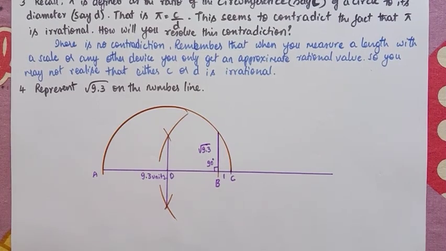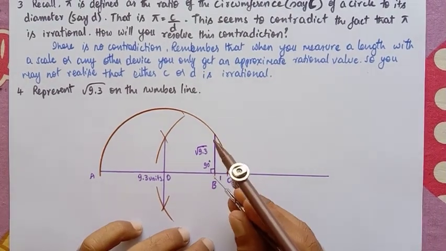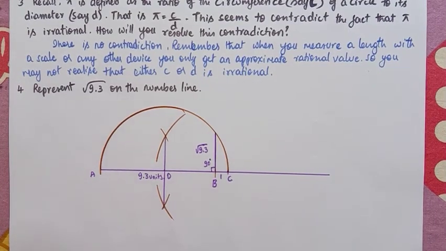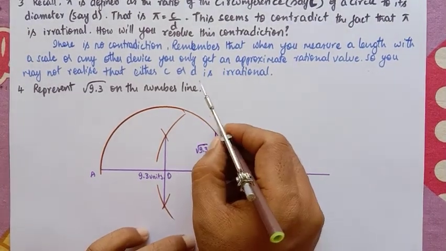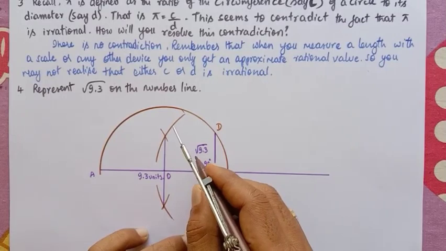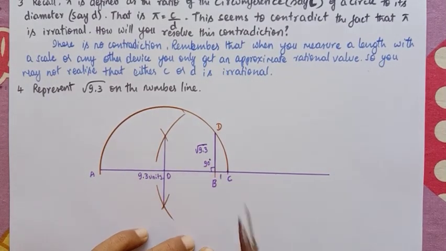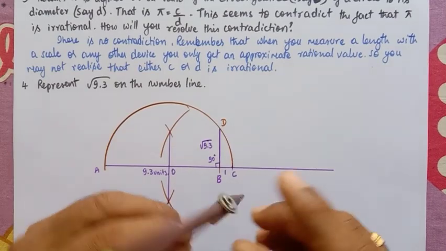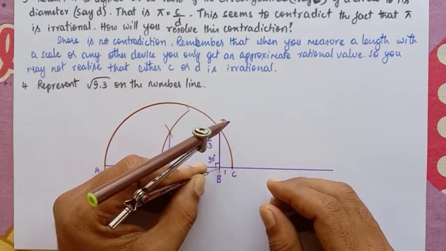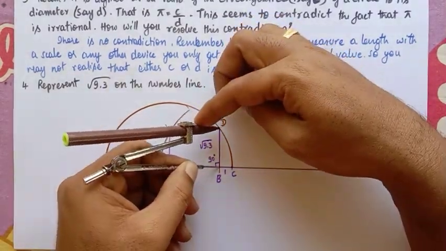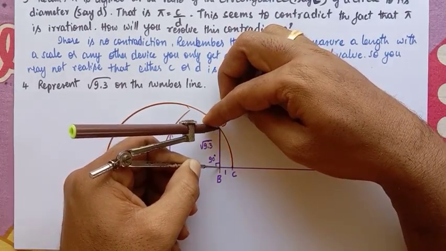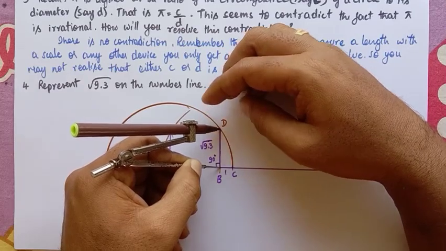As we have to represent B, and let this point be D. BD is the length root 9.3. So what we have to do is represent this on the number line. We will adjust this length with the compass and take the length.